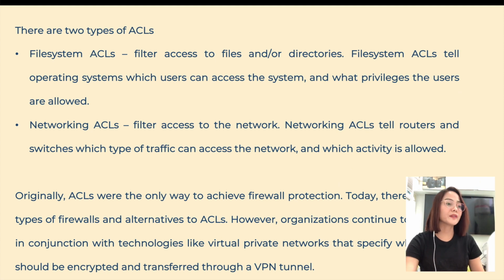There are 2 types of ACLs. File system ACLs filter access to files and/or directories. File system ACLs can tell the operating system which users can access the system and what privileges the users are allowed. Networking ACLs filter access to the network. Networking ACLs tell routers and switches which type of traffic can access the network and which activity is allowed.